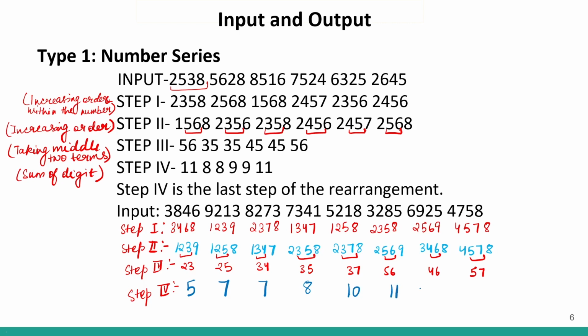5 plus 6 will give me 11. 4 plus 6 will give me 10. And 5 plus 7 will give me 12. So this will be my final output. Step number 4 will be the last step of the rearrangement, so this is the final output. Now based on this, let us look at the question.